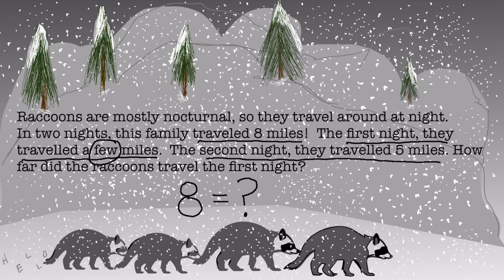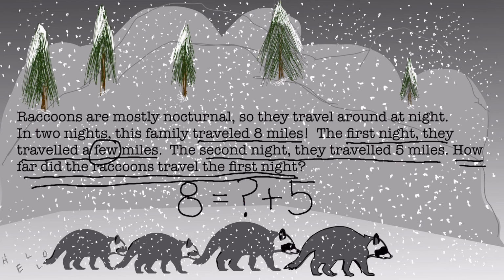The second night they traveled 5 miles. So we know that they traveled 5 miles. We know that the sum, the result, is 8 miles. We know the first night is the unknown. We know that we need to figure out how many miles they traveled the first night. What we're trying to find out is how far the raccoons traveled the first night.